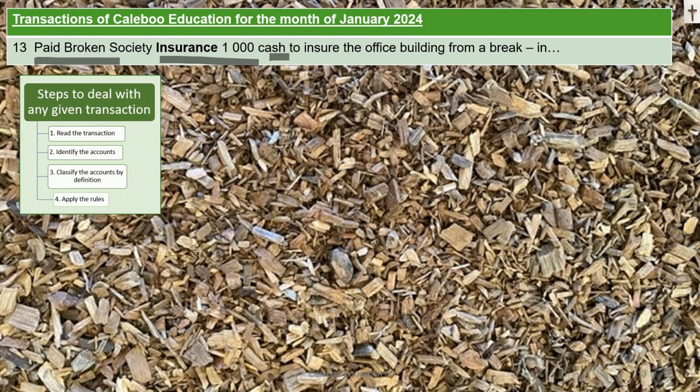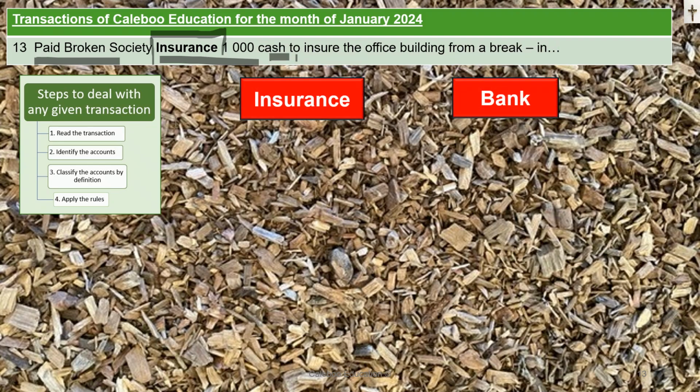Cash. Right, when you see that word cash, the one account will obviously be bank, because where's the money coming from? Our bank account. So we're paying for insurance. Insurance is an expense. So we will have insurance and bank. Now you can have any expense.